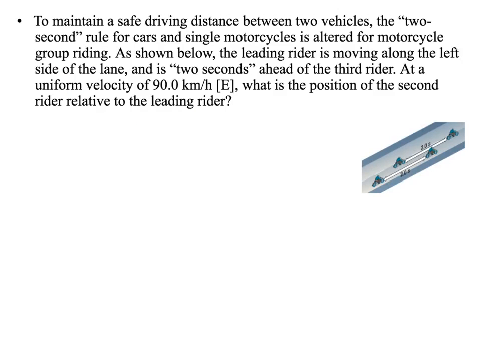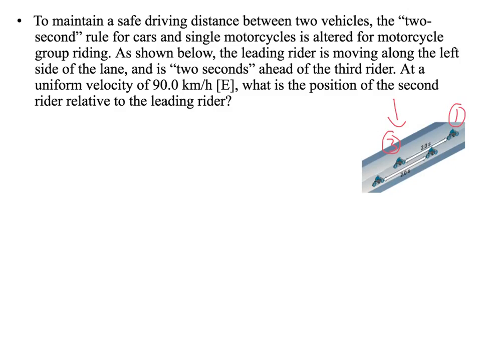To maintain a safe driving distance between 2 vehicles, the 2-second rule for cars and single motorcycles is altered for motorcycle group riding, as in more motorcycles riding than just one together, as shown below. So as shown right there. The leading rider is moving along the left side of the lane and is 2 seconds ahead of the third rider. So that's the lead rider. That is the third rider right there. At the uniform velocity of 90.0 kilometers per hour east. What is the position of the second rider relative to the leading rider?